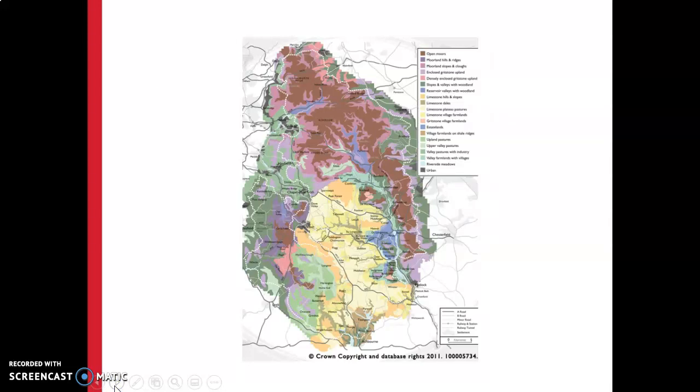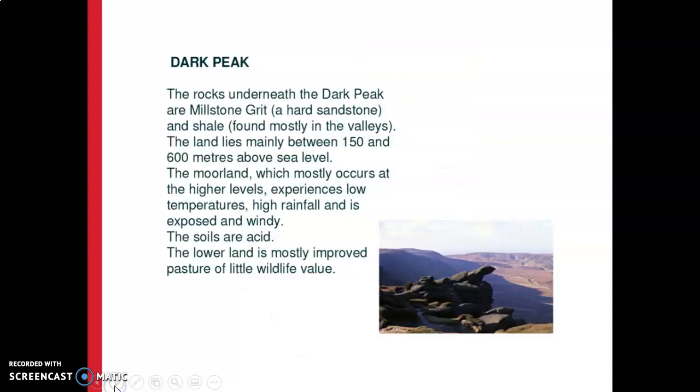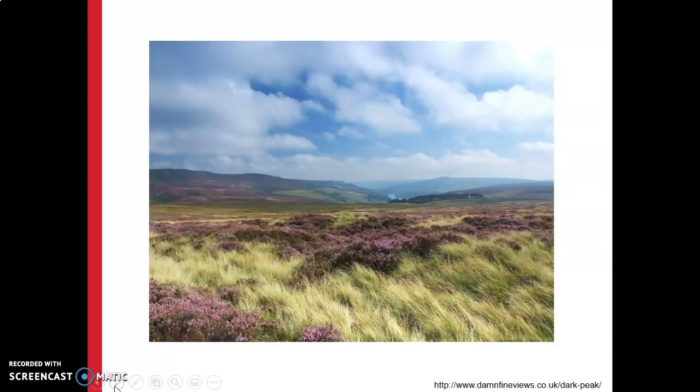What's this one? Landscape characteristics of the Peak District. Again, Castleton's right in the middle there and shows we're at the junction of two different landscape types. So we call the Dark Peak the millstone grit or sandstone area. Description of that. Nice picture here. These are Calluna heather moorlands. This is looking over Ladybower, towards Ladybower Reservoir, I think, in the eastern side of the Peak District.